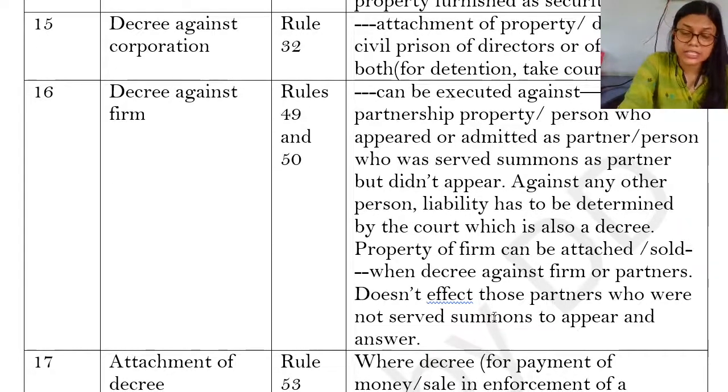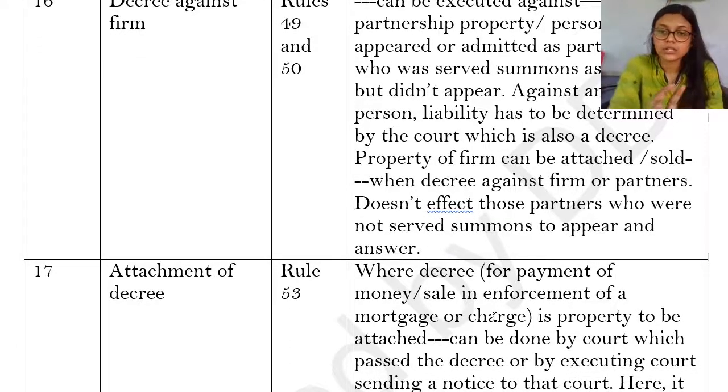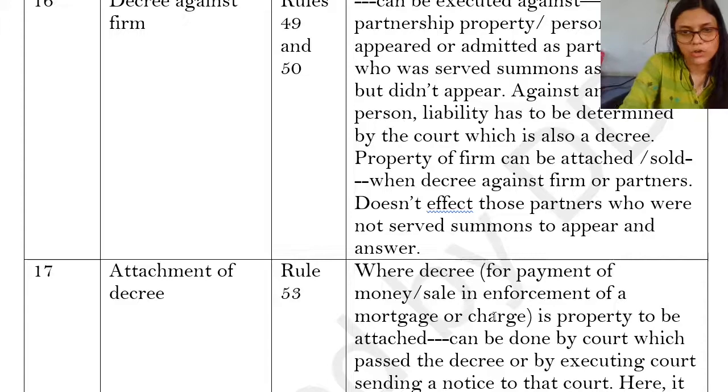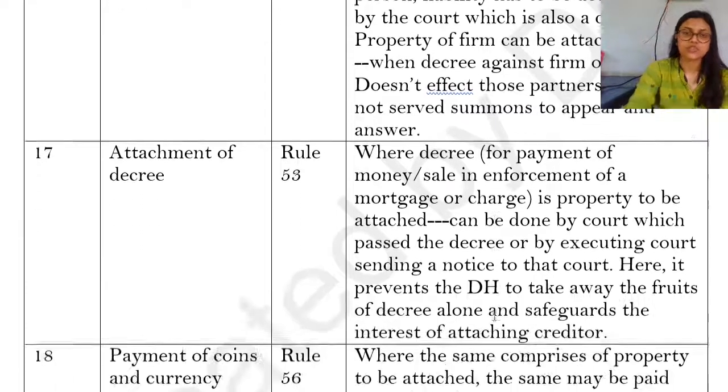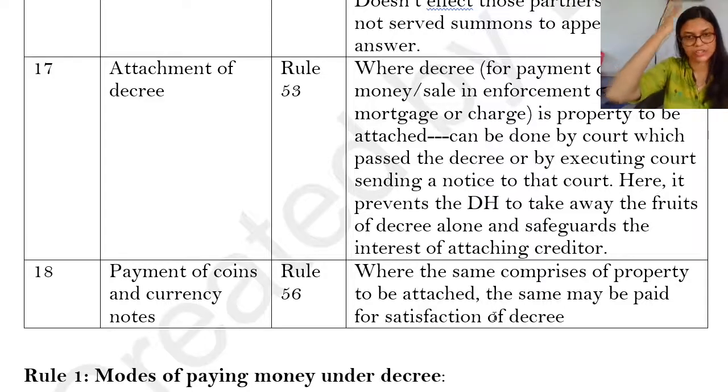And if there is a particular decree which itself has to be attached, where you're doing so, so that the decree holder is not taking away the fruits of the decree alone, how will it be done? And the last we saw was payments of coins and currencies, that the same may be paid for the satisfaction of the decree.